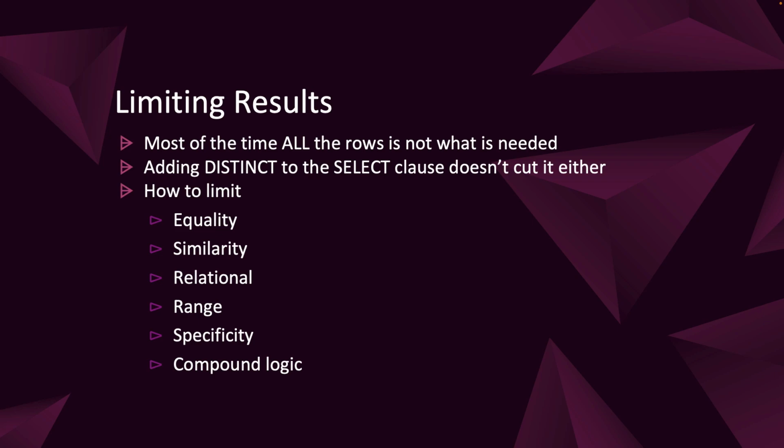Instead, we have 6 ways we're going to take a look at so we can actually limit the number of results that we have from a query. We're going to take a look at equality, its inverse inequality, similarity, relational comparisons, a range of values, specificity, and compound logic. Let's go ahead and take a look at each of these in turn so we can understand them better.